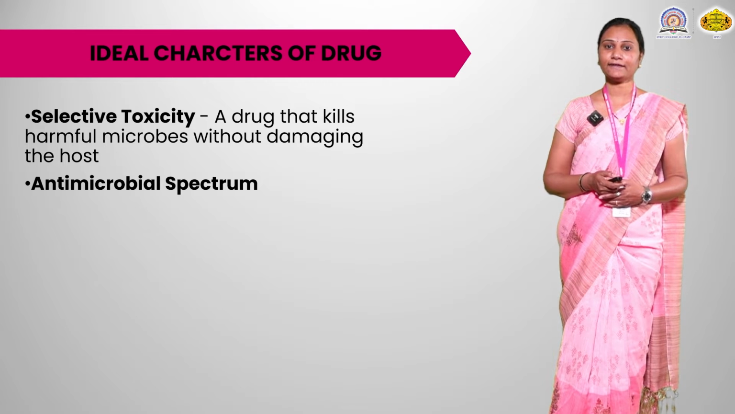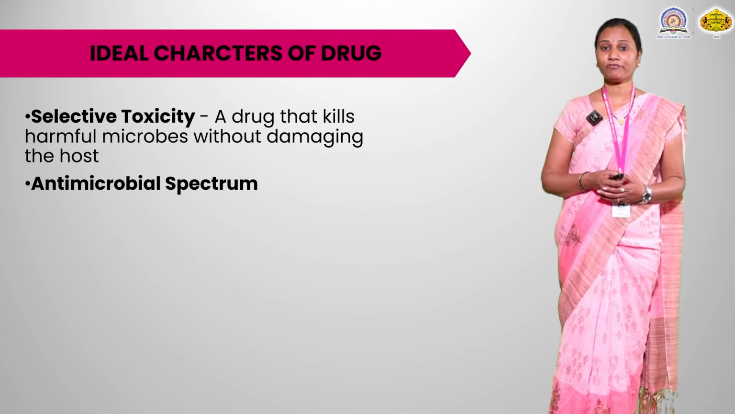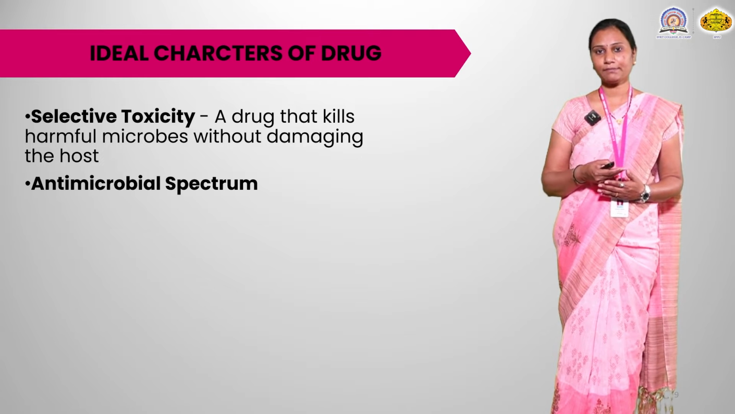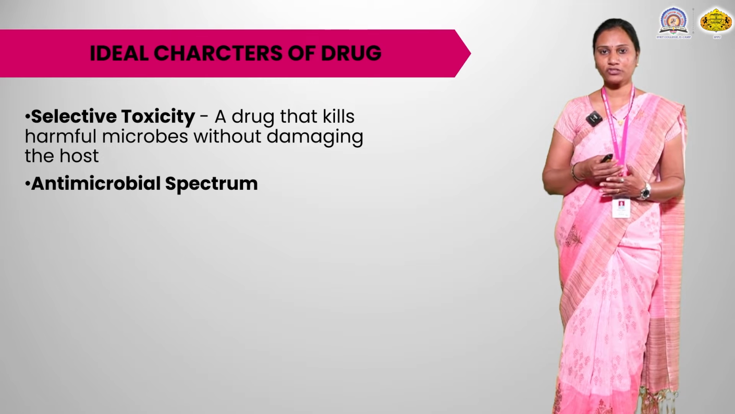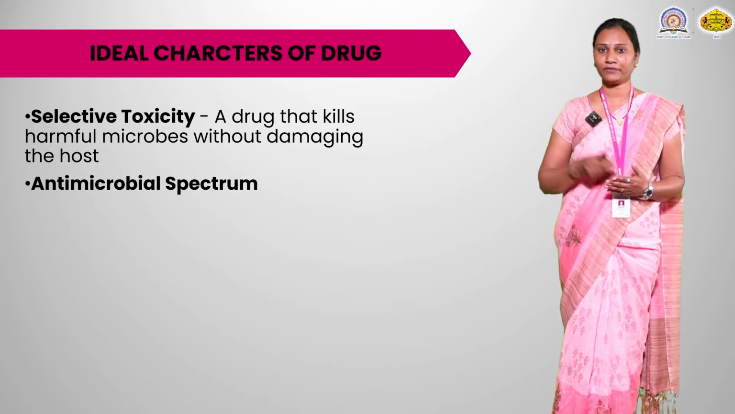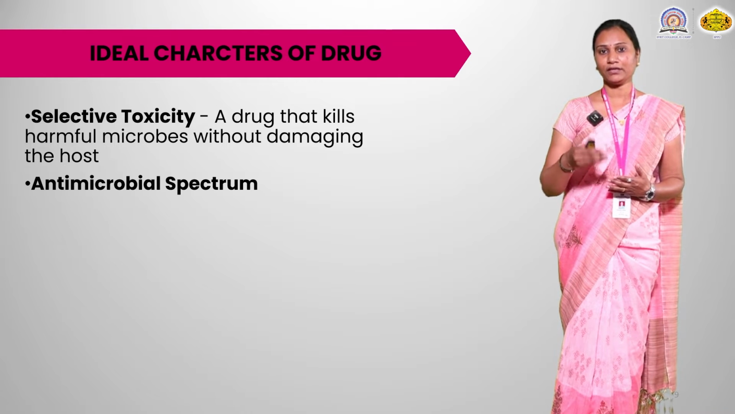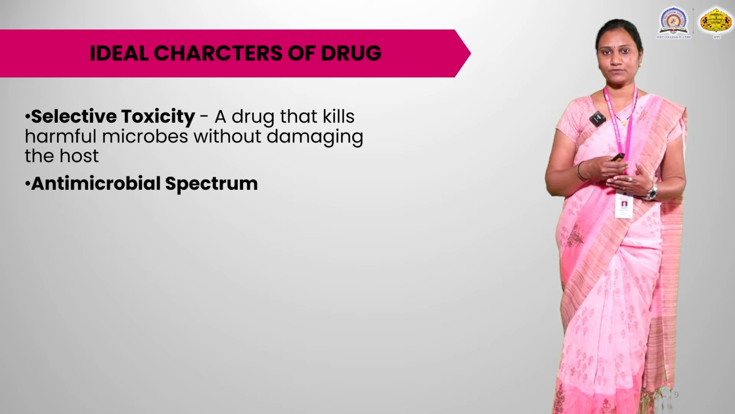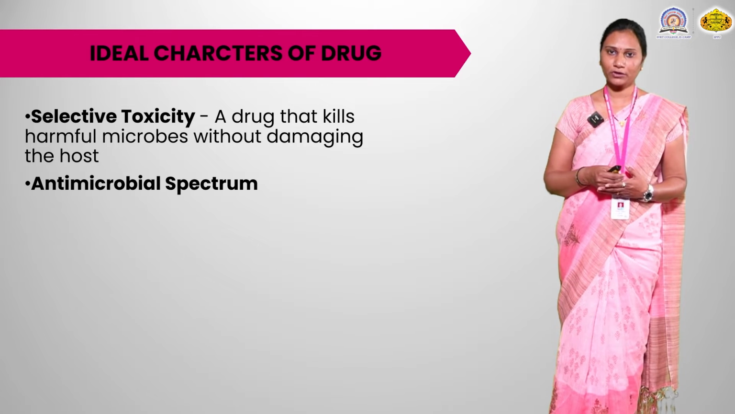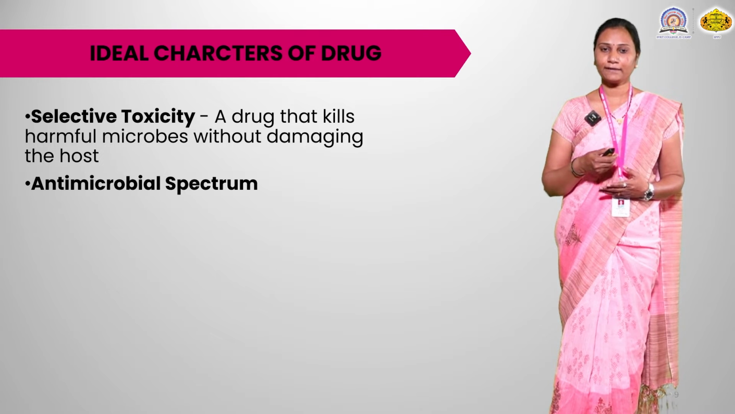The second characteristic is antimicrobial spectrum. Now, in our previous lecture, we have discussed the spectrum of antimicrobial agents or spectrum of antibiotics. Under that we have studied broad spectrum antibiotics and narrow spectrum antibiotics. Broad spectrum antibiotic, as the name suggests, has a tendency to kill a wide range of microorganisms. But when we talk about narrow spectrum antibiotic, the inhibition or killing of microorganisms is limited to a particular type or group of microorganisms. So, when we talk about the ideal characters which an antimicrobial agent should possess, one is the antimicrobial spectrum.